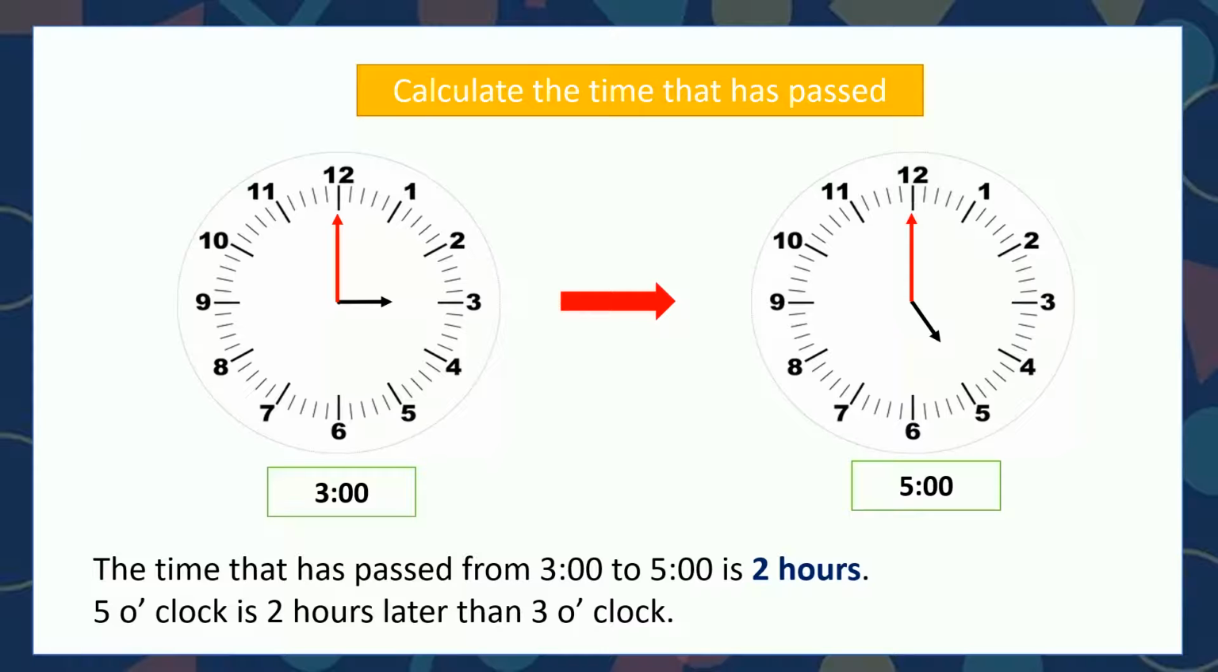Calculate the time that has passed. Now we can see that the first clock shows 3 o'clock, the second clock shows 5 o'clock. So the hour hand has moved from 3 to 5. The minute hand is at 12. Therefore, the time that has passed from 3 o'clock to 5 o'clock is 2 hours. 5 o'clock is 2 hours later than 3 o'clock.